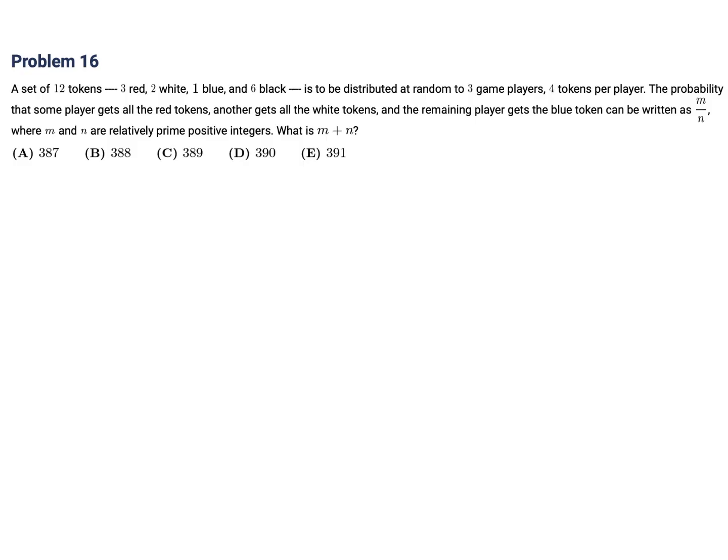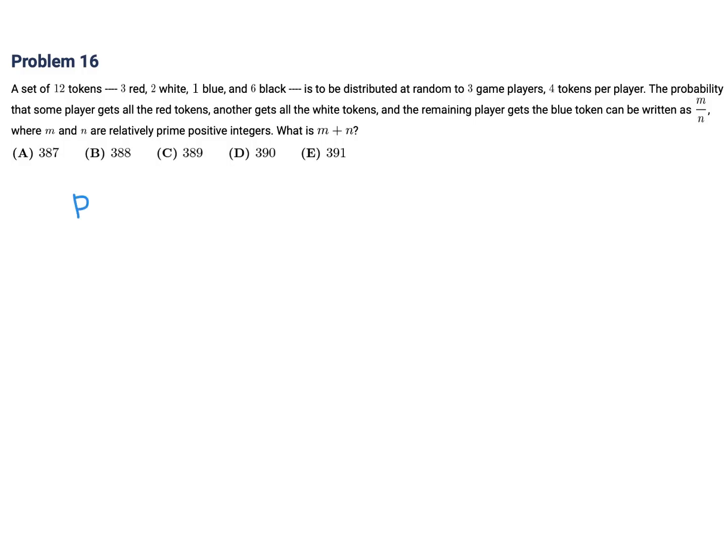A set of 12 tokens, 3 red, 2 white, 1 blue, and 6 black, is to be distributed at random to 3 game players, 4 tokens per player. The probability that some player gets all red tokens, another gets all white tokens, and the remaining player gets blue tokens can be written as m over n, where m and n are relatively prime, positive integers. What is m plus n?